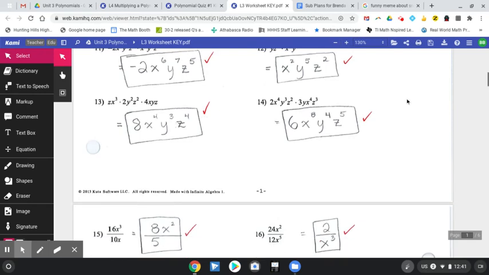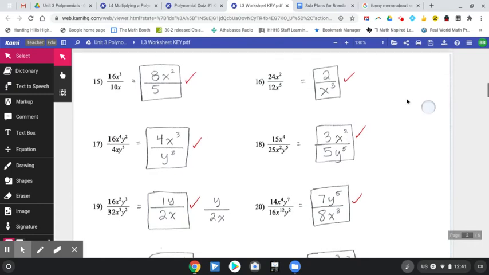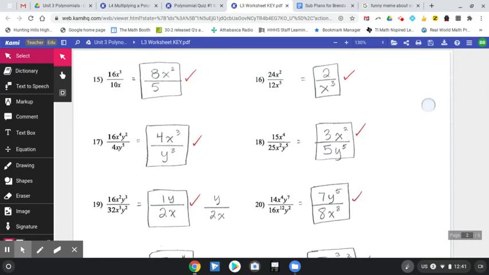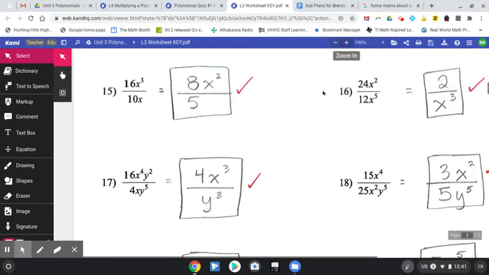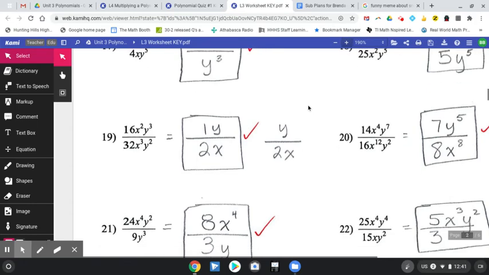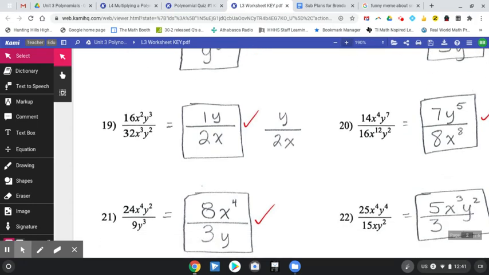Okay, and flip your page over. Let's look at division. And let's take a look at number 20, just as a little bit of a review. So for number 20, I'm looking at the 14 over 16. Now, if it would divide out completely, I would do that. But it doesn't divide out completely. So 14 over 16 in simplest form is 7 over 8.